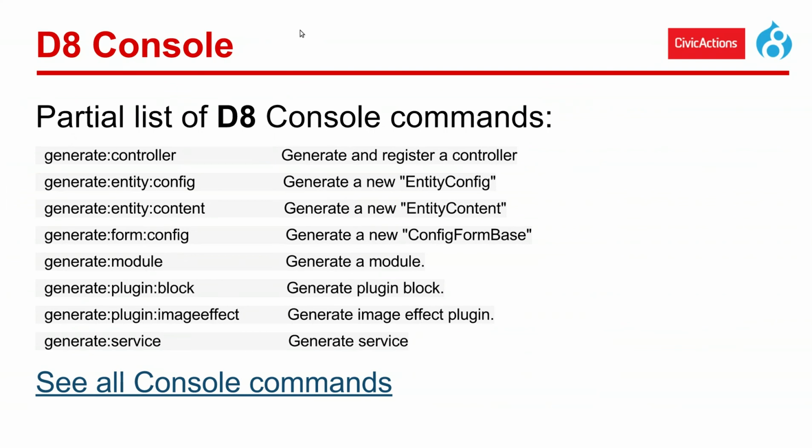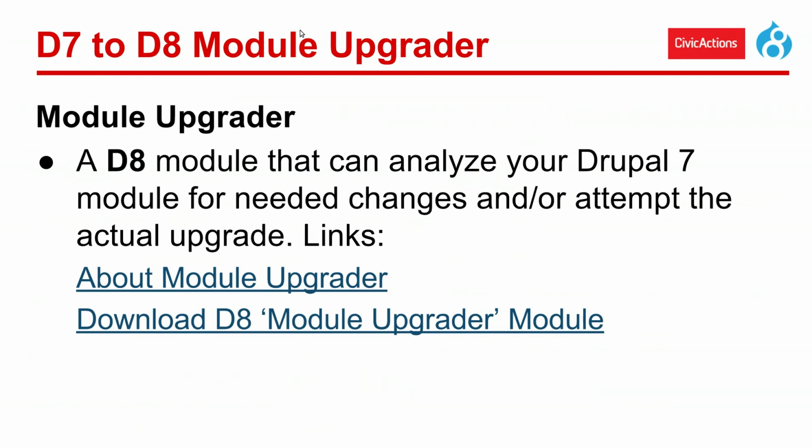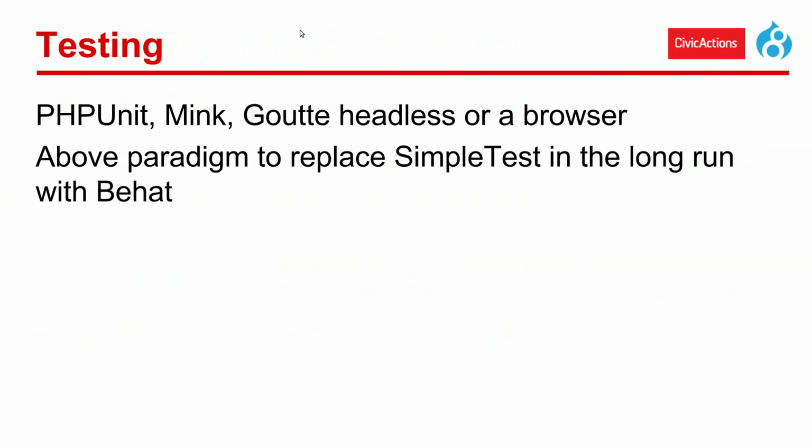Partial list of the commands, things that can make forms and plugin blocks for you immediately. You can make an image effect, generate a service. Module upgrader, in theory, takes your D7 module and tries as hard as it can to convert it to a D8 module for you automatically. I'm sure that's a pretty good starting point for converting from D7 to D8.